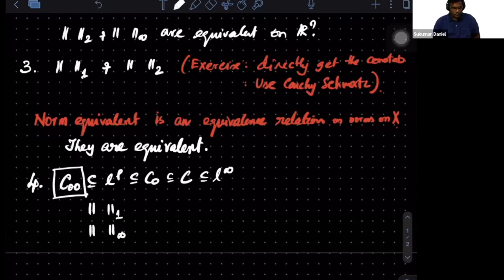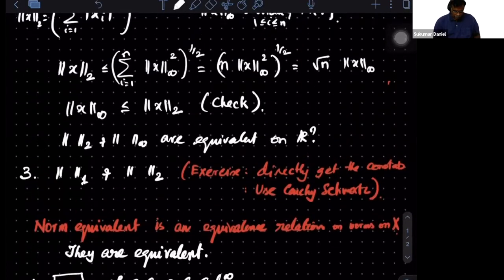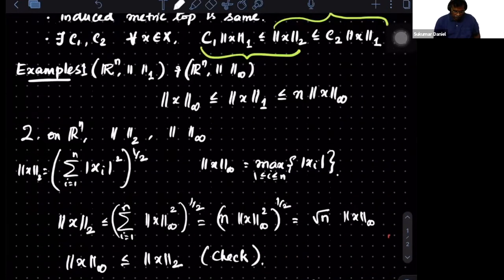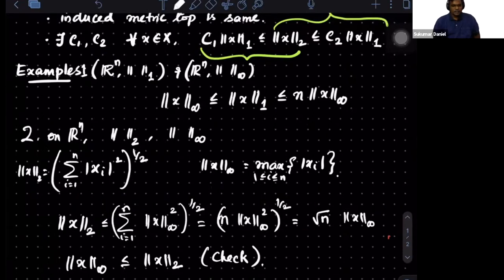If you know you got something, then you can say that. If you want, I can show this. See, in Rn, we looked at the 1 norm and infinite norm. See whether anything of such helps.